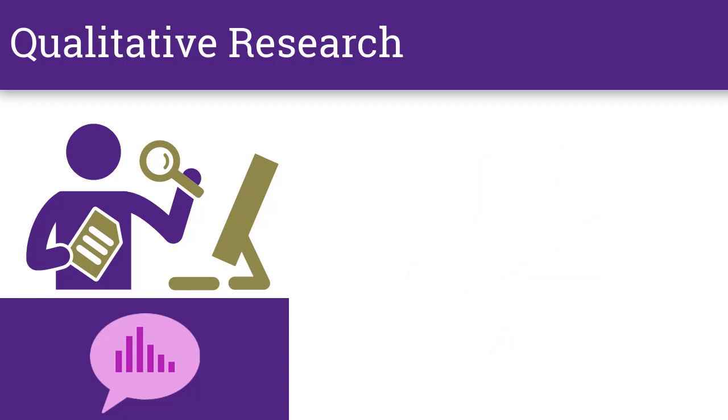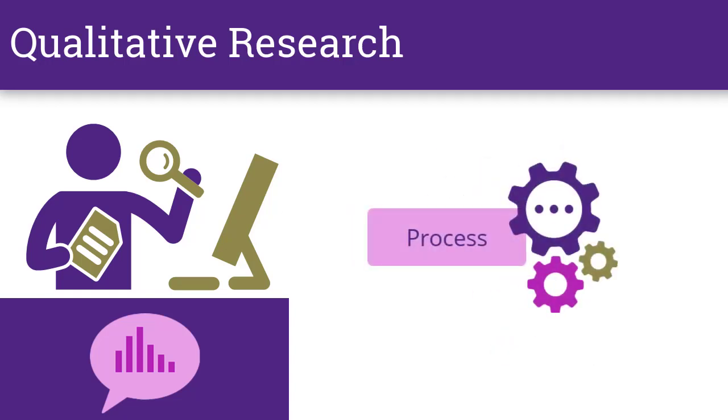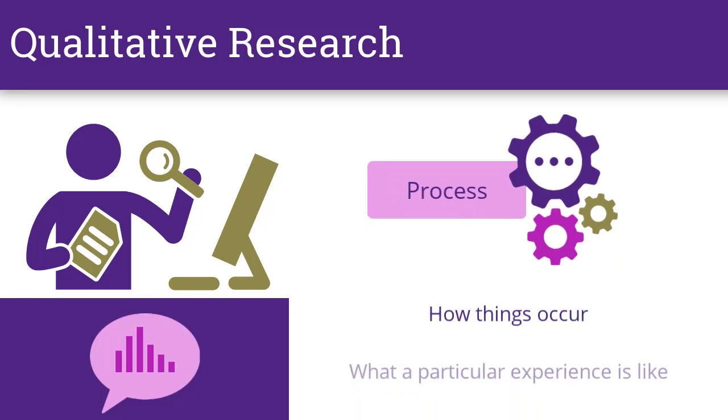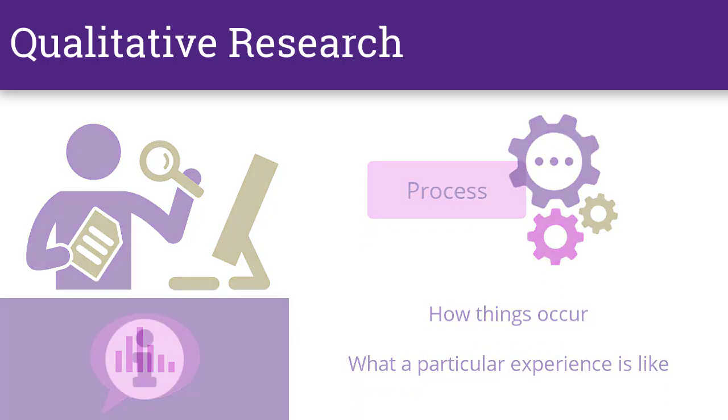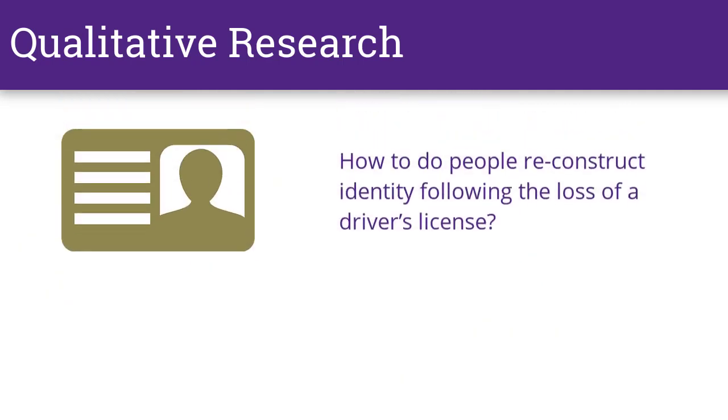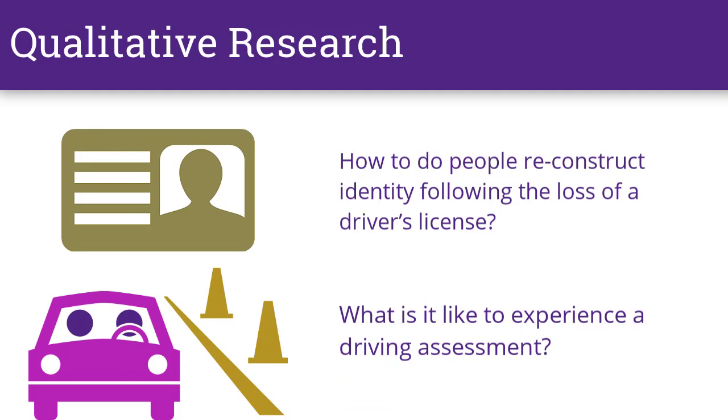Qualitative researchers are primarily concerned with process rather than outcomes. They ask process-oriented questions about how things occur or what a particular experience is like. For example, how do people reconstruct identity following the loss of a driver's license? Or what is it like to experience a driving assessment?